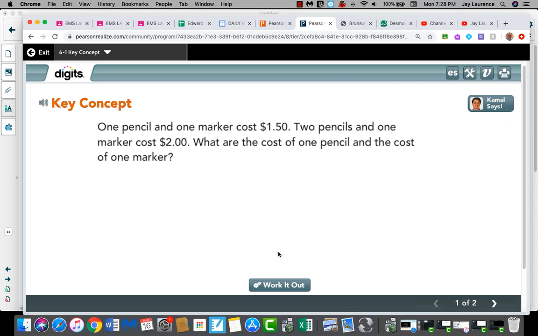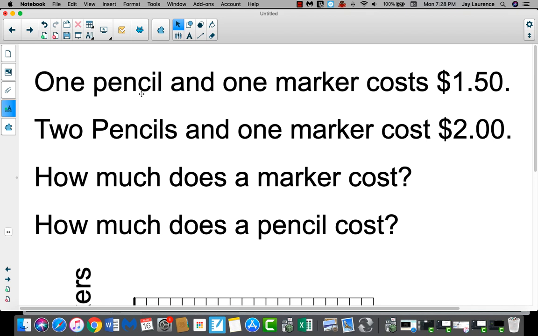All right, so let's get down to the video. It says one pencil and one marker costs $1.50. Two pencils and one marker costs $2. What are the cost of one pencil and the cost of one marker? Well, to do a problem like this, I'm going to need to write what's called a system of linear equations. It's when I have more than one equation at a time. It's not unlike the lemonade problem we did in the two different classes.